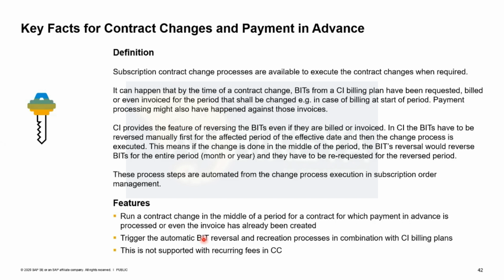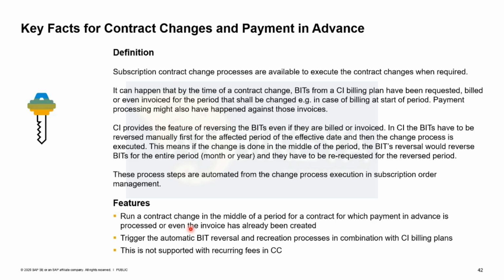But CI team has built a feature to even reverse and re-request bits, even if they are billed and even if they are invoiced. But still, this is more a manual step to go reverse the bits, execute the change and re-request bits. So this feature is now automated. Now, when a change is requested for a contract with advance payment, system will automatically reverse the bits for the period of change, execute the change, and re-request bits based on the time slices that are applicable.